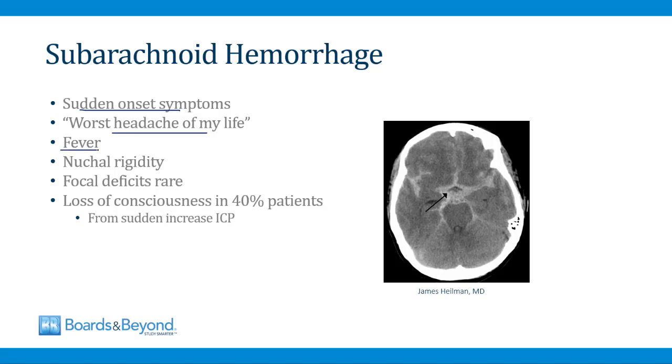Patients can have fever. They can also have nuchal rigidity. This is rigidity at the neck. It's a sign that you often see in meningitis, but you can also see it in subarachnoid hemorrhage from irritation of the meninges. Focal deficits like motor weakness of the arms or the legs can occur, but it's very rare. And a little bit under half of patients will lose consciousness from the sudden increase in intracranial pressure that occurs when bleeding occurs into the subarachnoid space.